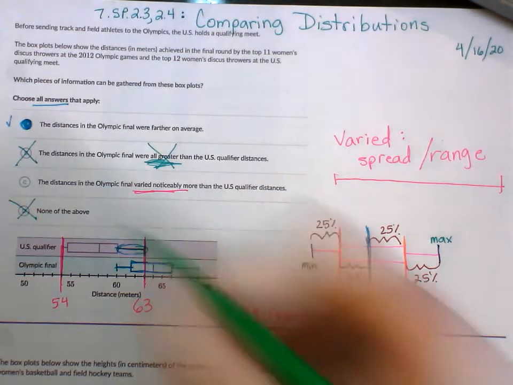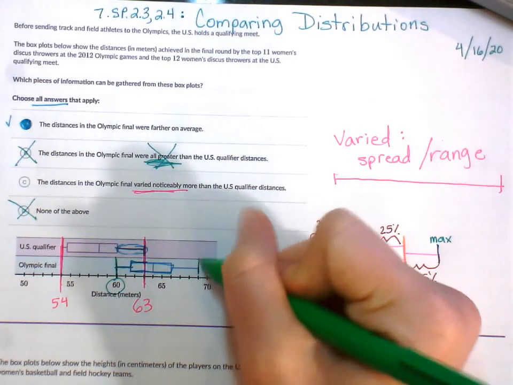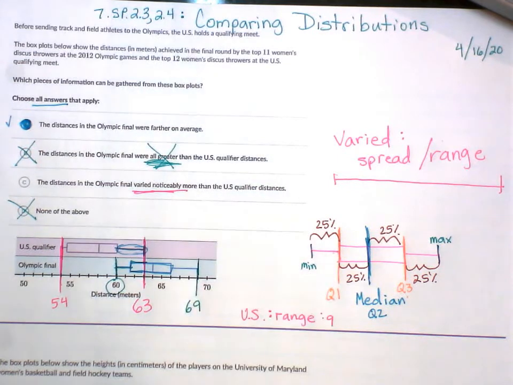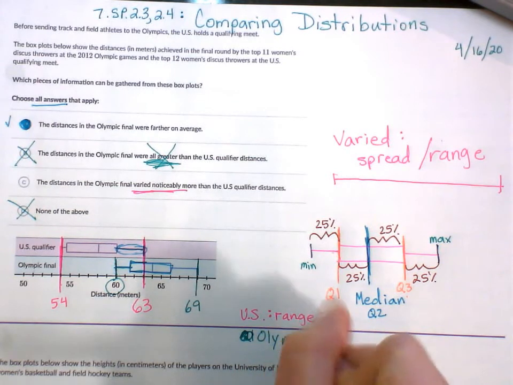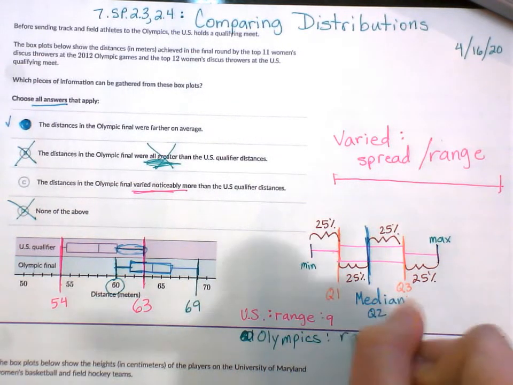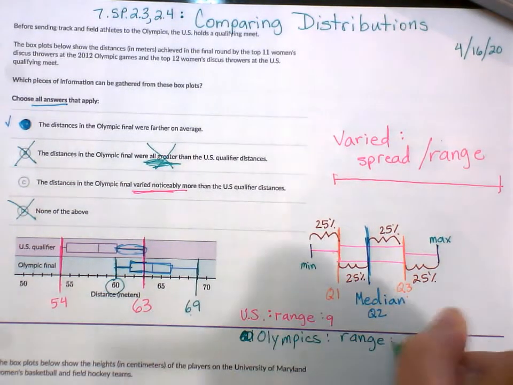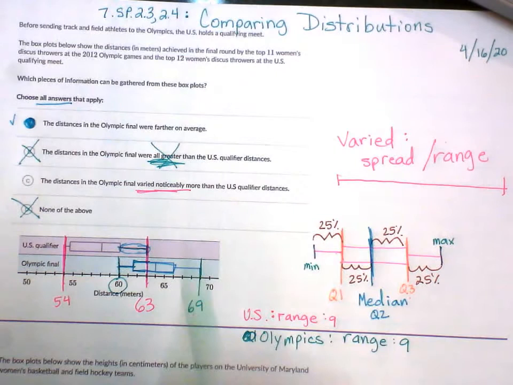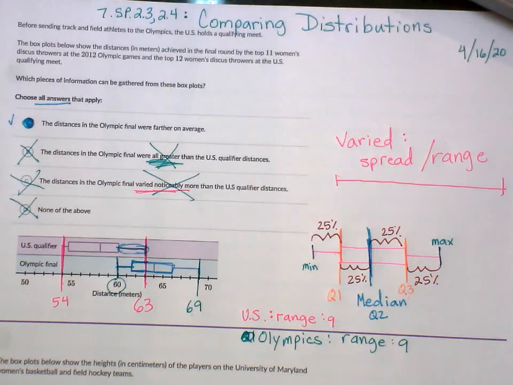Okay, let's see the Olympic final. The Olympic final has a spread or a range from 60 to whatever this is, 1 less than 70, 69. So the Olympics has a range or a spread of 69 minus 60, which is 9. Both have the same range. So they've spread out, they vary the same. So one is not noticeably more, no. So the only answer is A. The distances in the Olympic finals were farther on average.